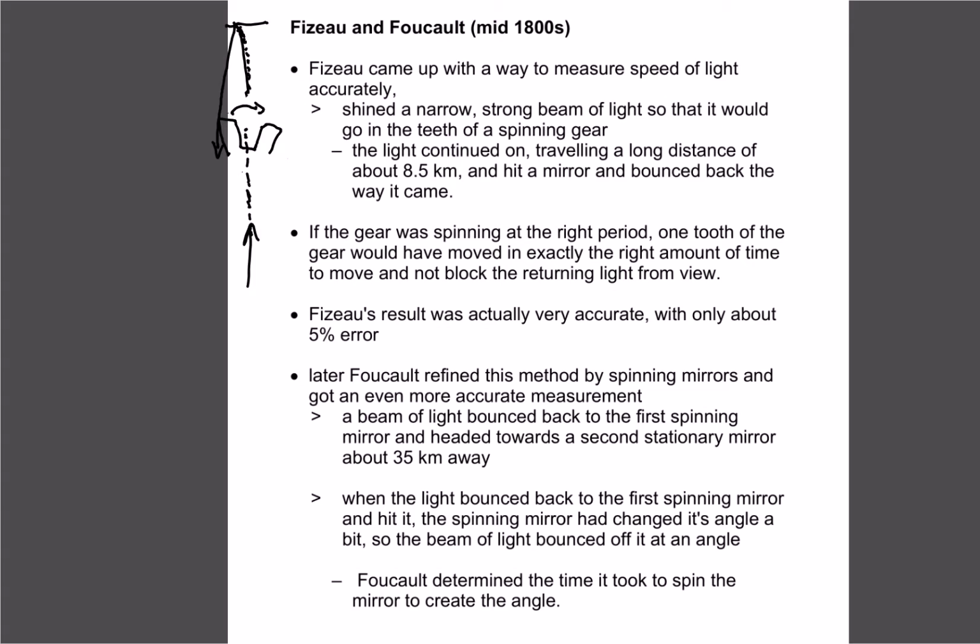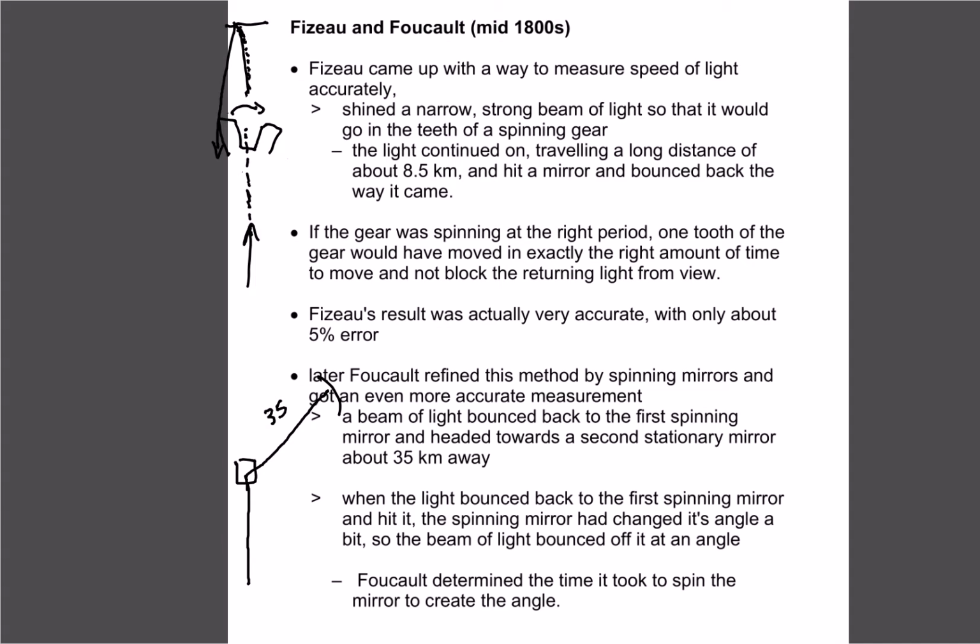Foucault actually took Fizeau's method and refined it a little bit, but instead of using a spinning gear, he used a spinning mirror. So the idea was the same sort of thing. The light would hit a mirror, and he set these up at angles. So he had this mirror that was spinning. It would hit the mirror and bounce off, and he set it up even further. They thought larger distances would be even better.